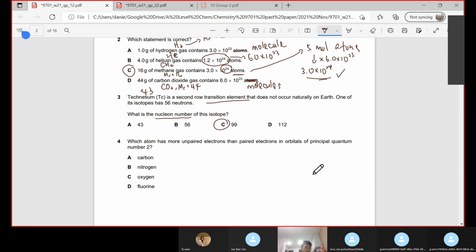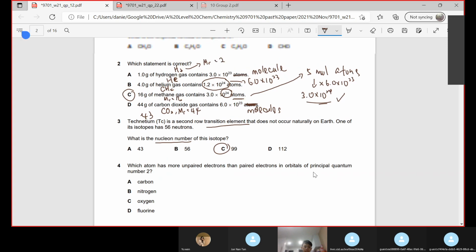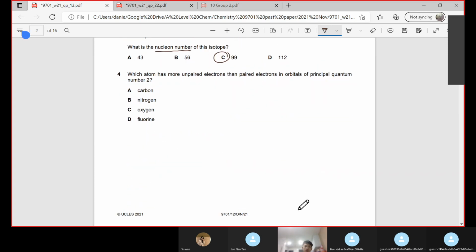Then number 4, the answer is B. You need to draw the atomic diagram. For nitrogen, there is 1 pair of electrons and 3 single unpaired electrons. So it is 3 to 2, there are more unpaired electrons.